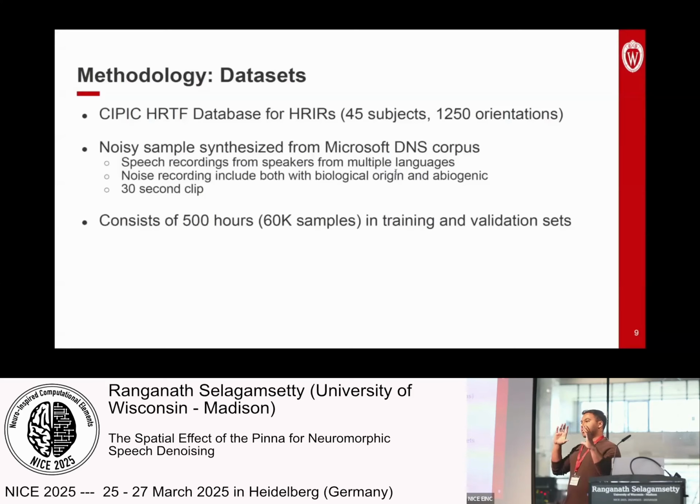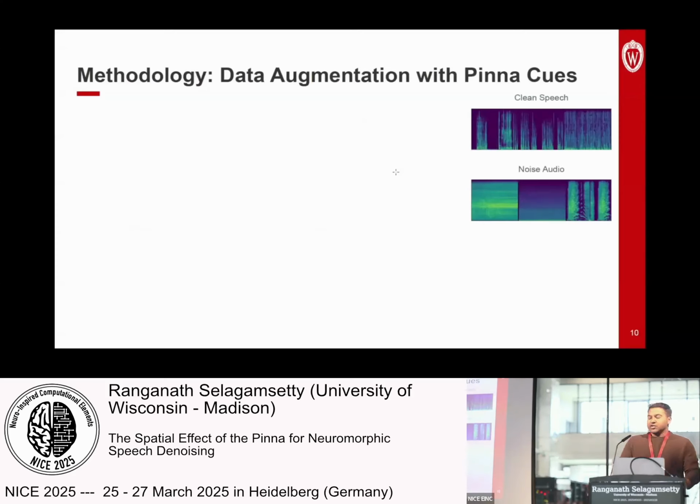And we formulate these into 30-second clips that we feed into our network. Altogether, we have 500 hours in training, 500 hours in validation, for a total of 1,000 hours, about half a terabyte of disk space. Okay, so what does the flow look like?